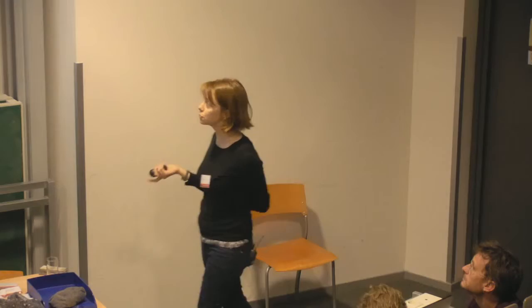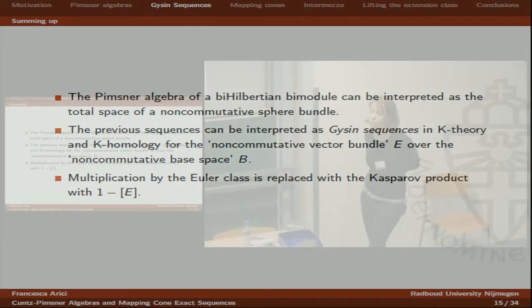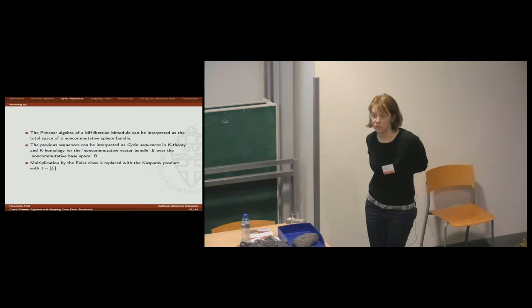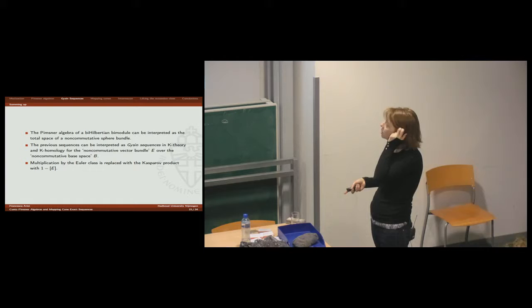But we will know soon that if we want to deal with something that is not a self-Morita equivalence, things become a little bit more intricate, because we don't have this conditional expectation. So, summing up so far, we have found these six-term sequences in K-theory and K-homology that can be interpreted as a non-commutative version of the classical ones.